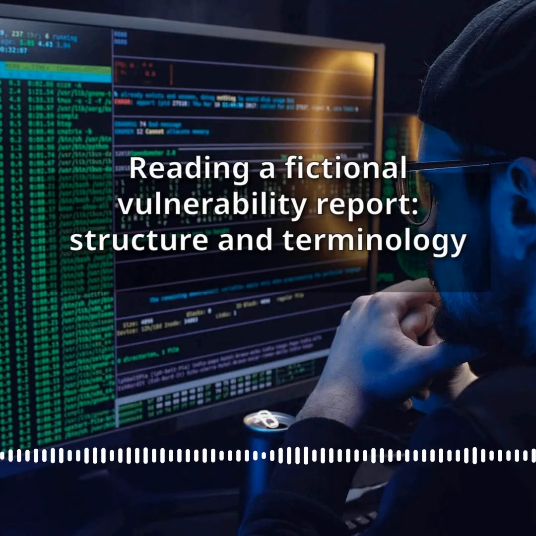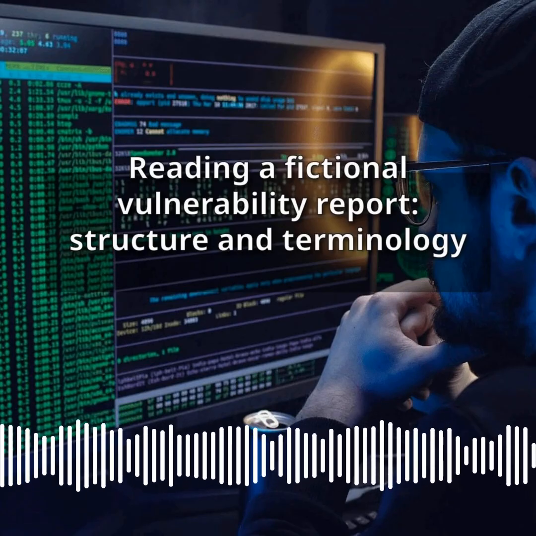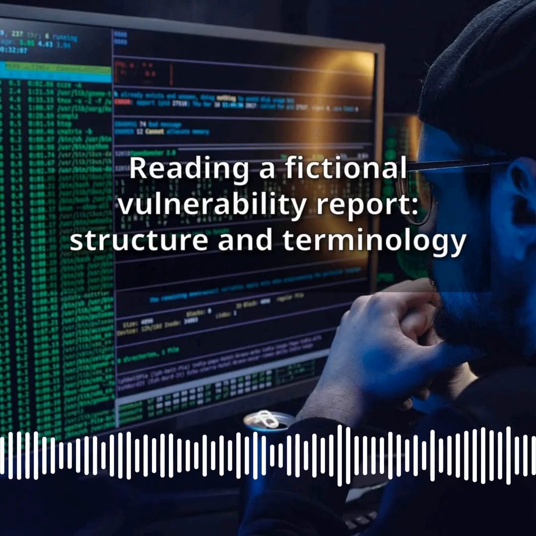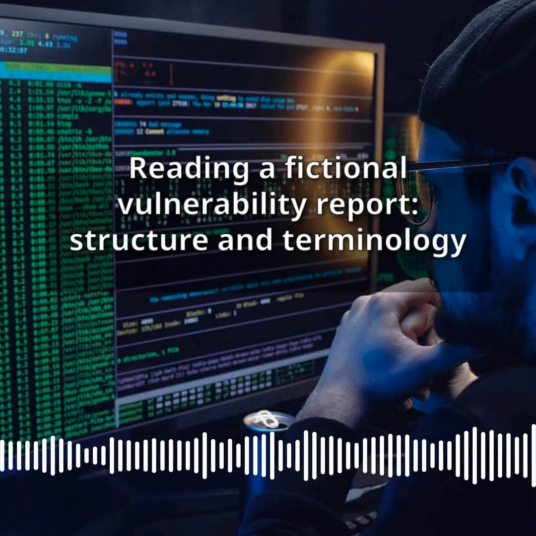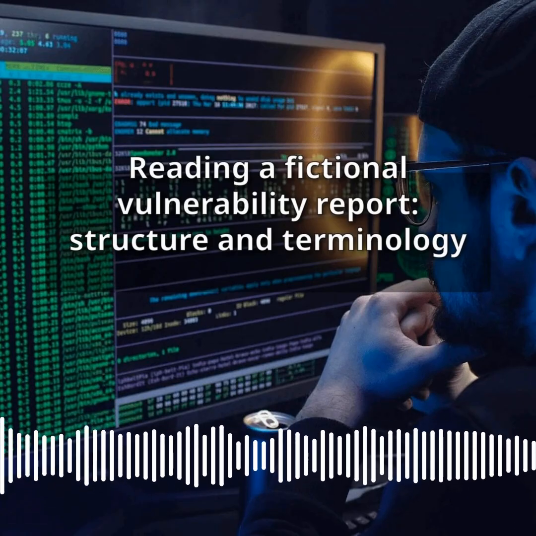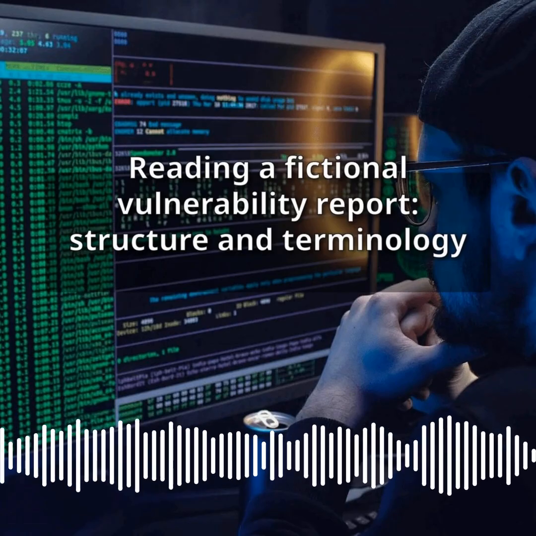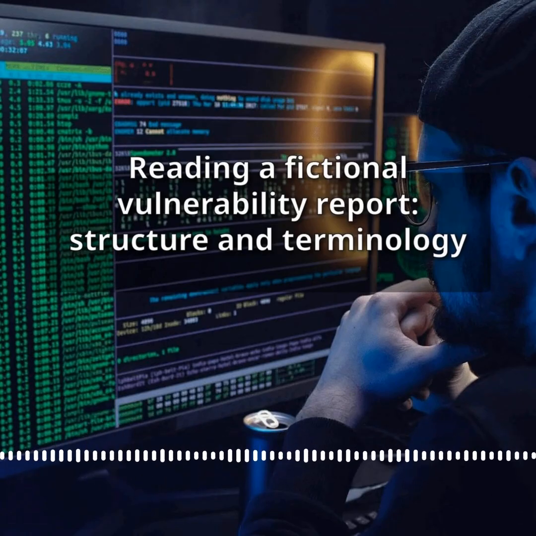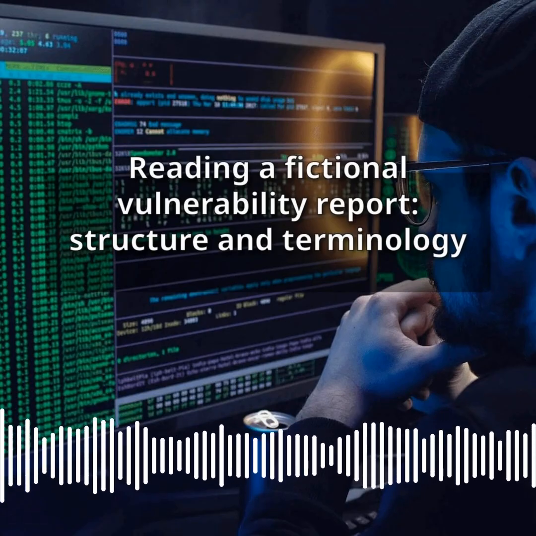5. Detailed findings. This is the core of the report. Each vulnerability is documented individually and in depth. Let us look at how a single finding from the fictional ShopEasy report would be structured. Finding title: SQL injection in product search. Unique identifier: Vuln 001. Severity: critical. Affected component: /search endpoint, parameter query. Discovery date: April 11, 2024. Description: the product search functionality fails to sanitize user input before including it in database queries.